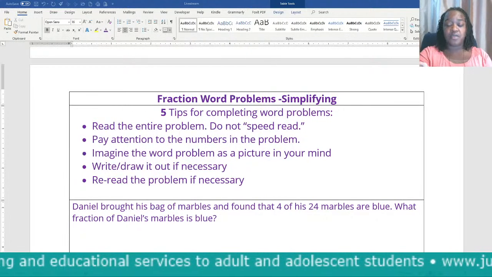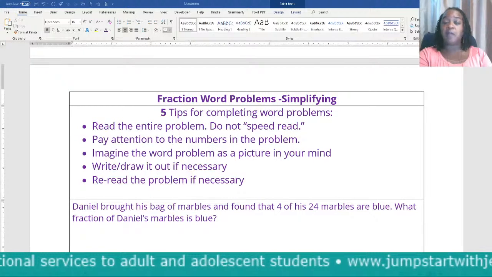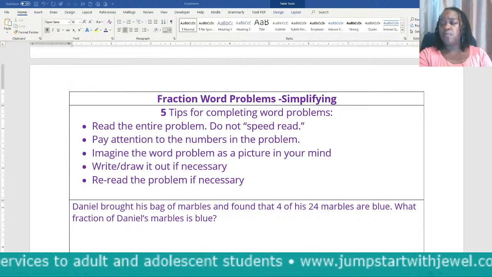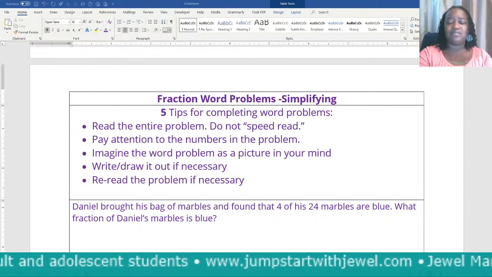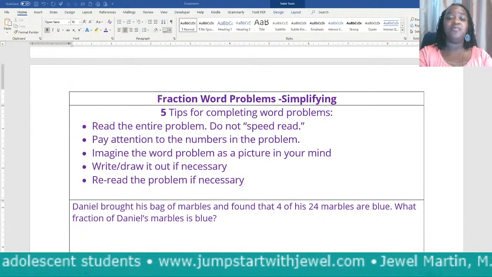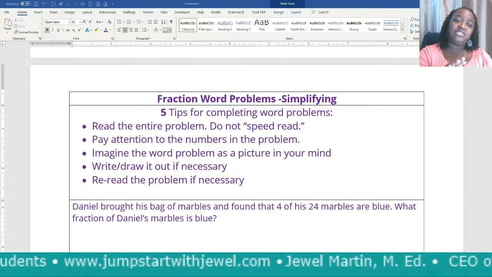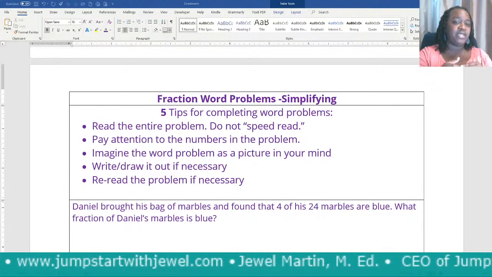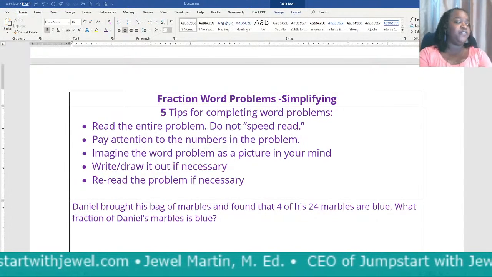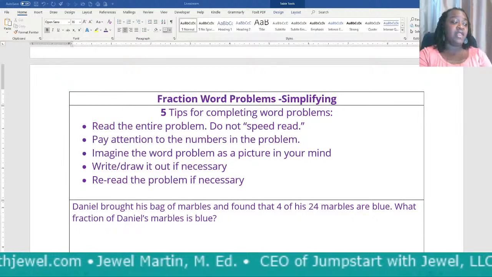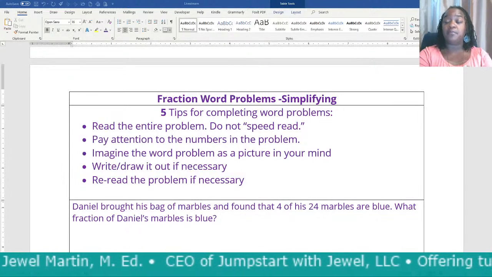So here on the screen, I also have some tips for completing word problems. Word problems, as I shared with you all yesterday, a lot of students do not like word problems. Adult students, adolescent students, they just don't care for word problems. There's something about them. The words, sometimes there's information that's not really clear. You have to really think about what you're reading. Sometimes people will say, oh, they're tricky. But if you take your time and follow these steps, it will make the process of doing word problems easier.